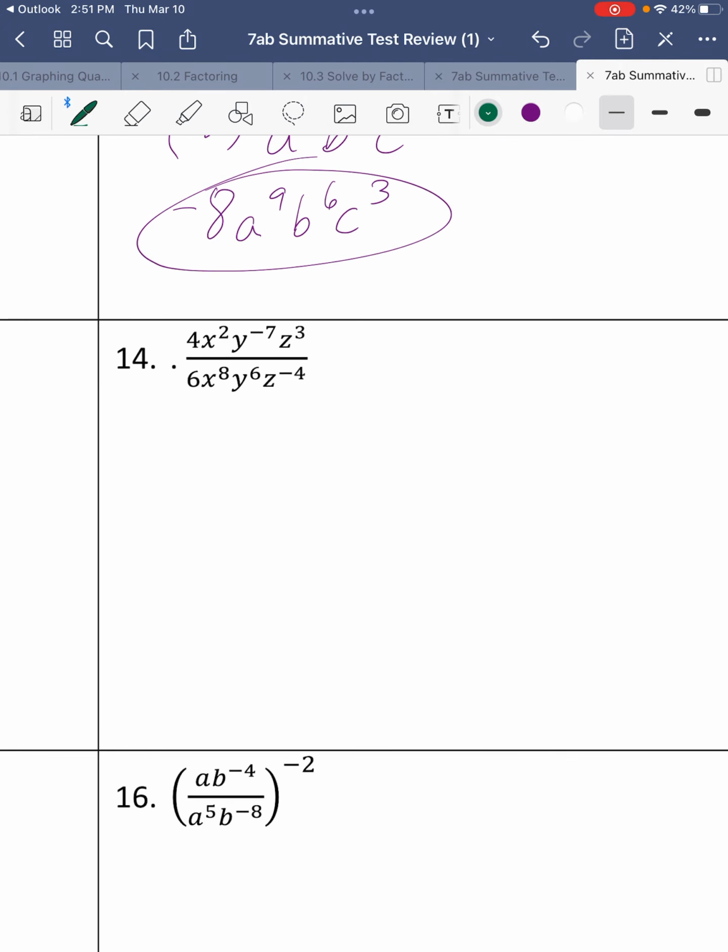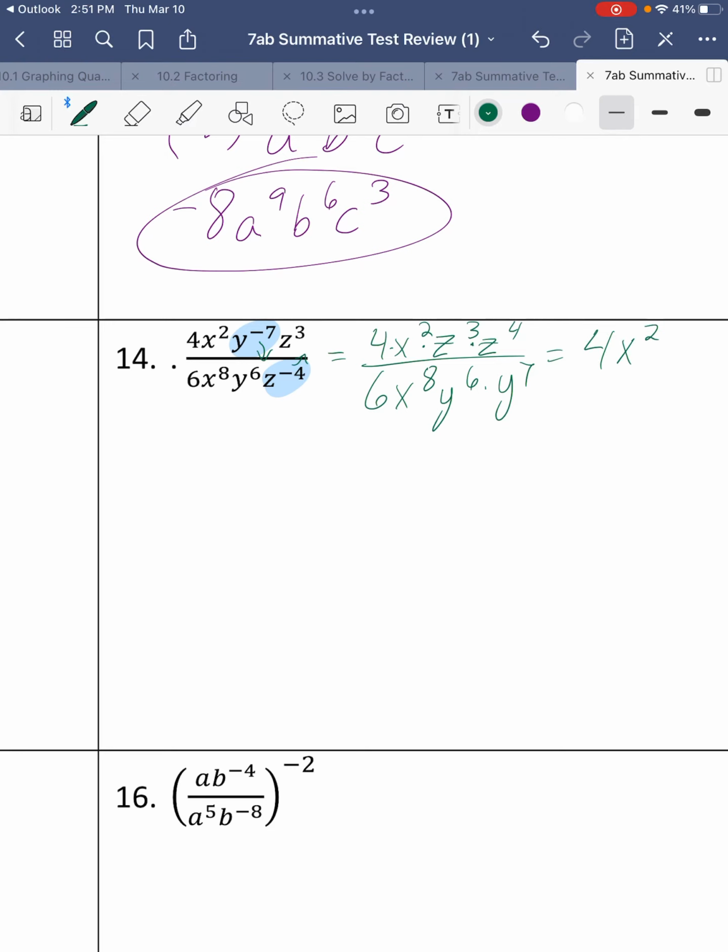Number 14. So we have, my first step is always to move your negative exponents. So y to the -7 is going to go down, z to the -4 is going to go up. So I'm going to copy everything else exactly how it is. So z to the 3rd, z to the 4th, it's all multiplication here. I don't put those little dots, but it's implied that it's there. X to the 8th, y to the 6th, and times y to the 7th.